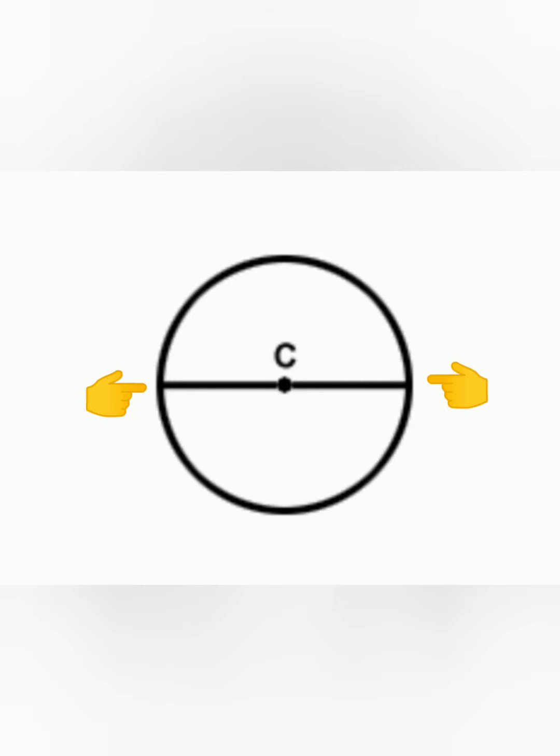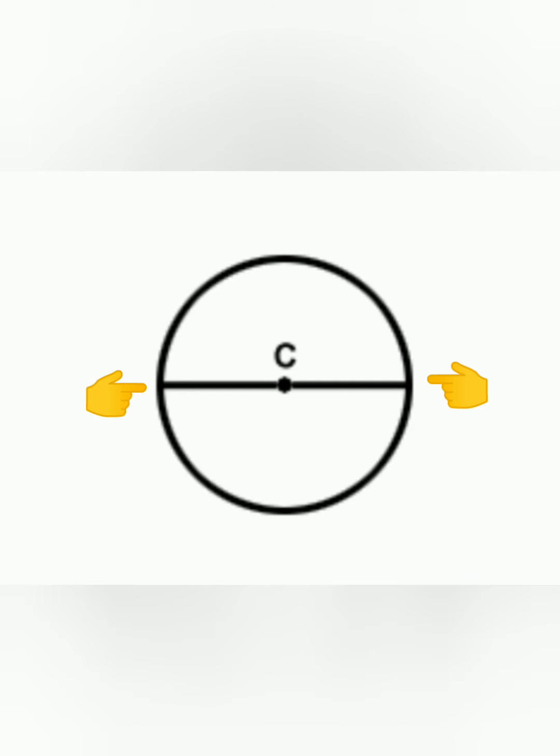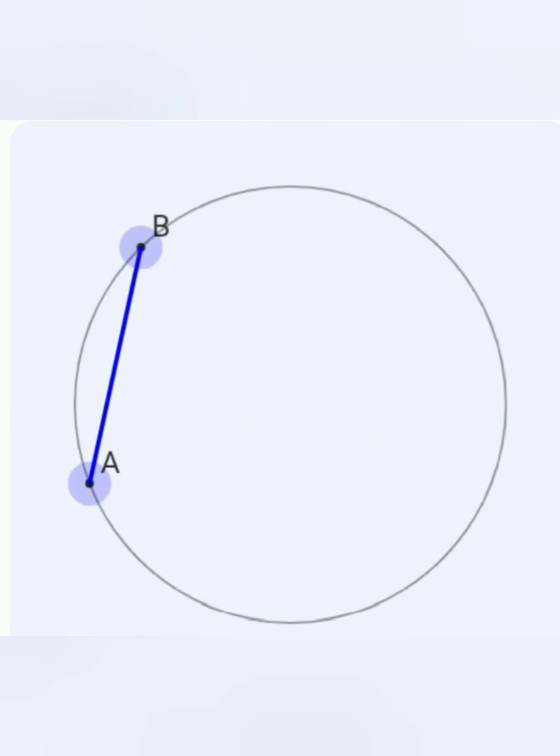One more important point that you have to remember about the diameter is that the length of the diameter is twice that of the radius. So obviously you can say that all the diameters of a circle are equal. All the diameters are the same for a circle.